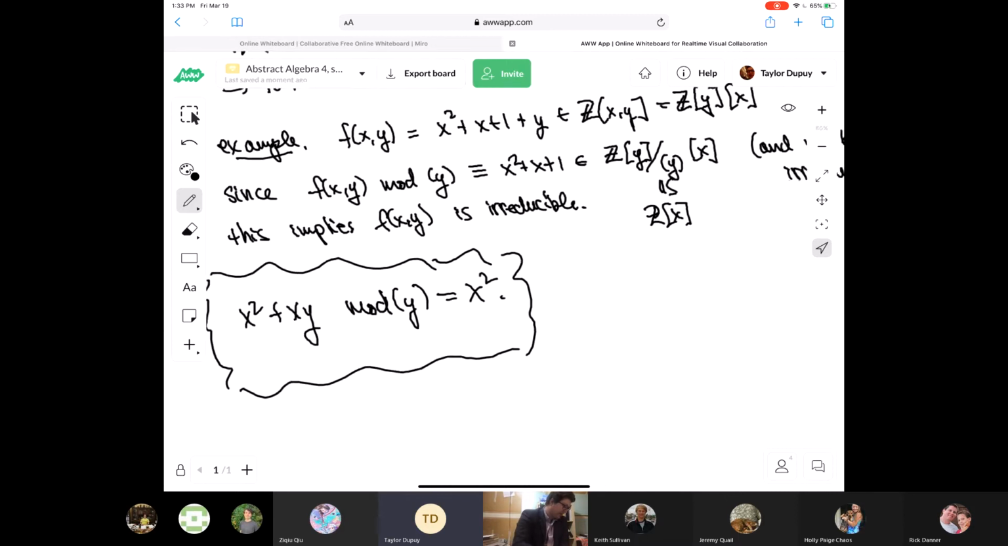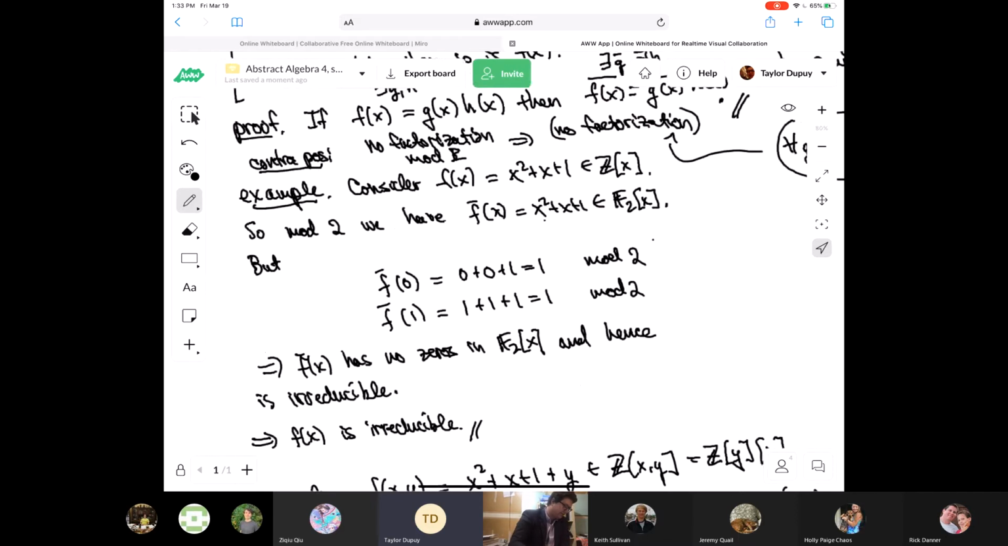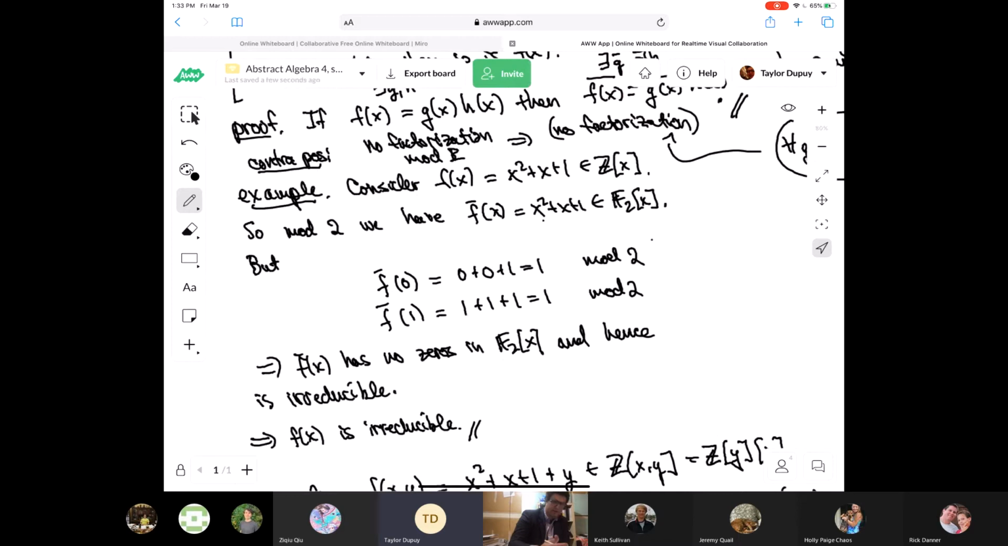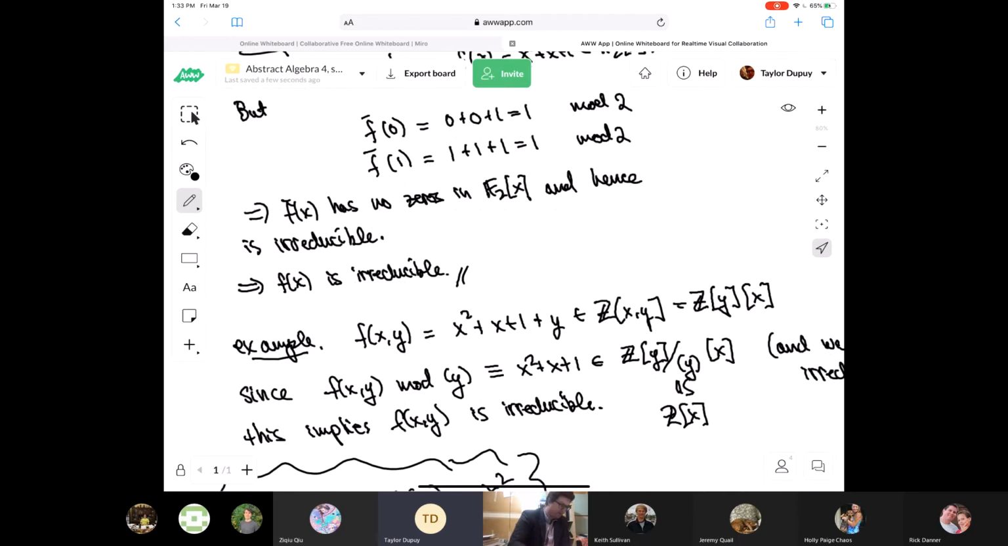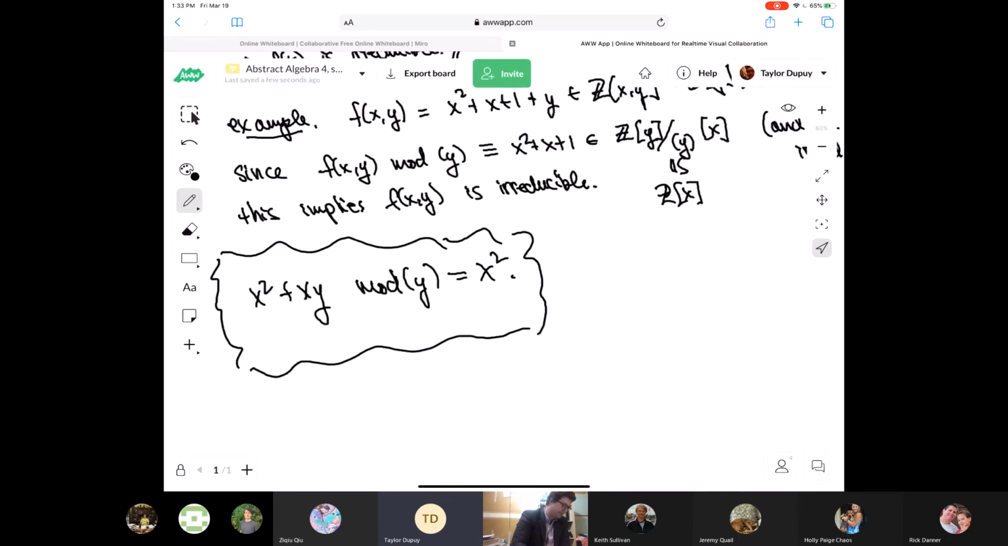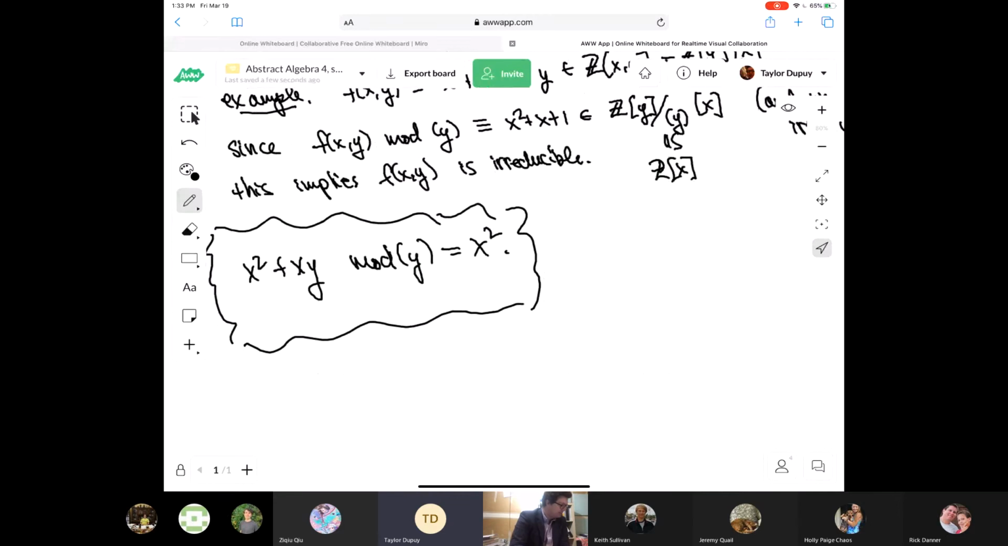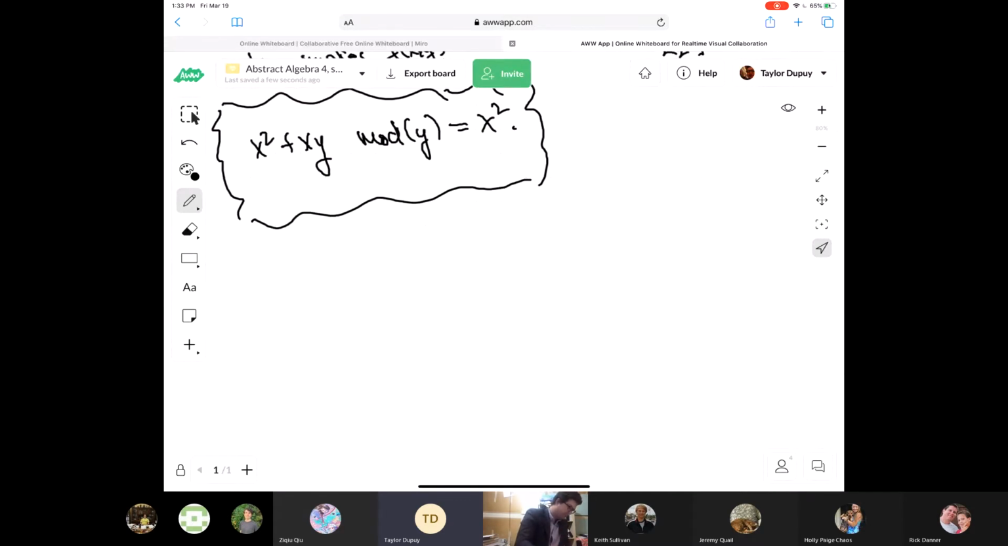Okay, so this is the idea for this one, and you can apply it to whatever rings you want, as long as you can prove irreducibility mod the ideal. Okay, so let's do the next theorem. Let's do the Eisenstein criterion.